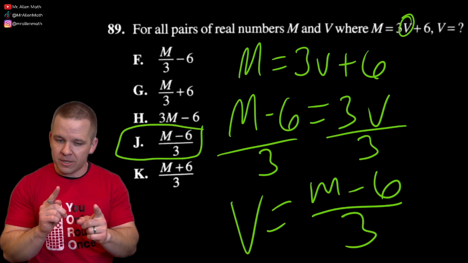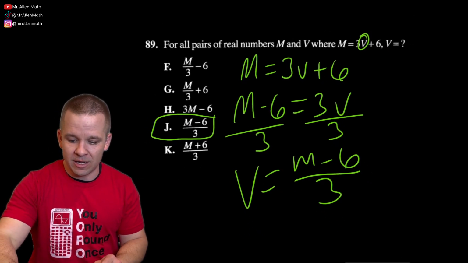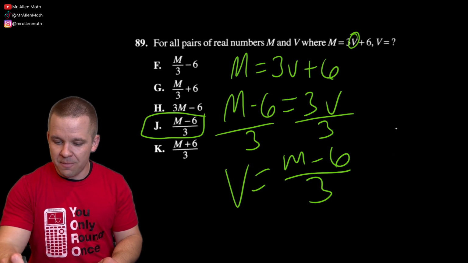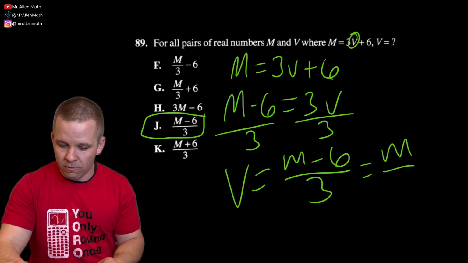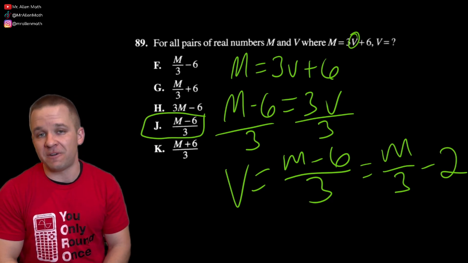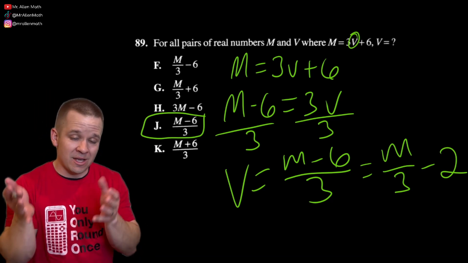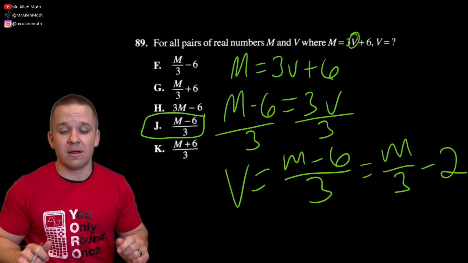Now, I do want to point out, because I see how some other answers are written, sometimes they'll actually write it like this. They'll keep it as m over 3, but then they'll do minus 2 off to the side. They'll simplify the other one. So just in case an answer is written differently on your ACT than what this one is right here, I got your back.